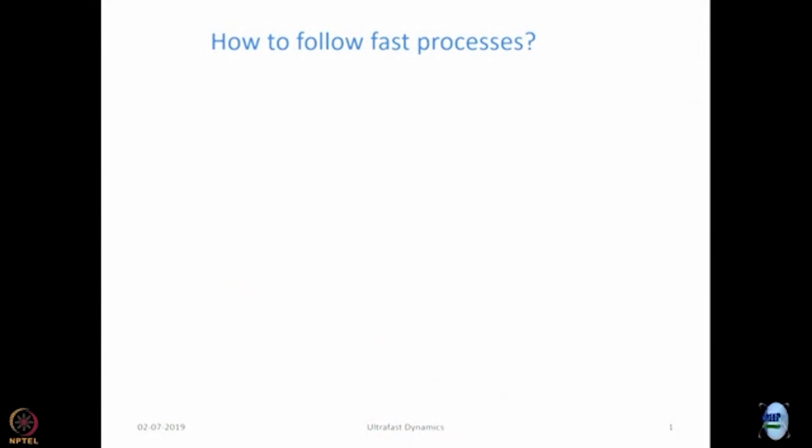We want to follow fast processes, and we know how fast processes are in chemistry. The fastest process we have learned is expected to take about 170 femtosecond, and we had shown you some data from Professor Ahmed Zuel's work where they had actually taken snapshots of a bond breaking. But now suppose we want to do an experiment like that, suppose we want to follow a really fast process, how do we do it? That is what we are going to discuss today, how to follow fast processes.